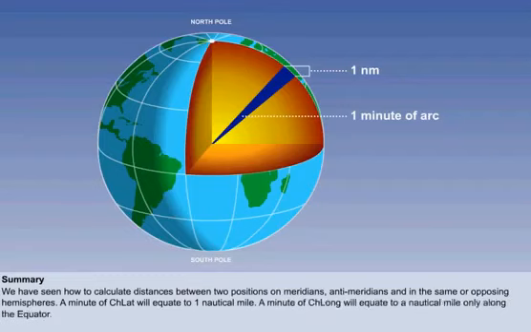Only use ChLong when solving problems that are along a point on the equator. This is because the equator is the only place where 1 minute of longitude equates to 1 nautical mile. As latitude increases, a minute of longitude will represent a diminishing distance along the surface of the Earth, until the distance becomes 0 at the poles.